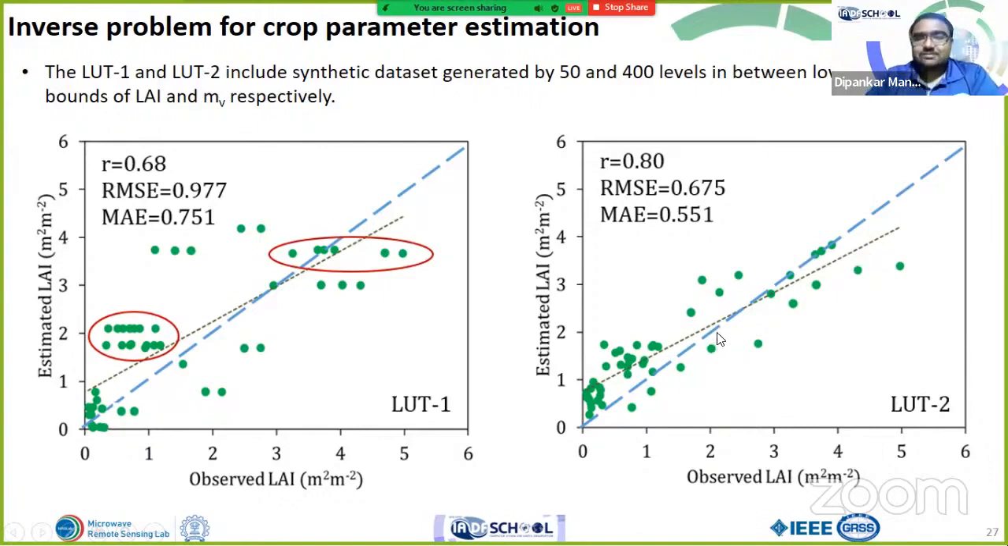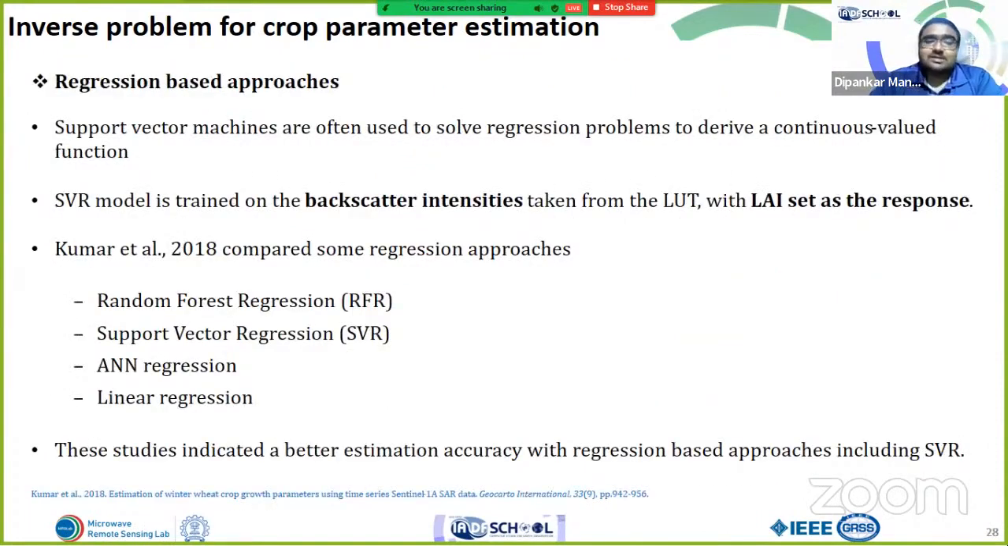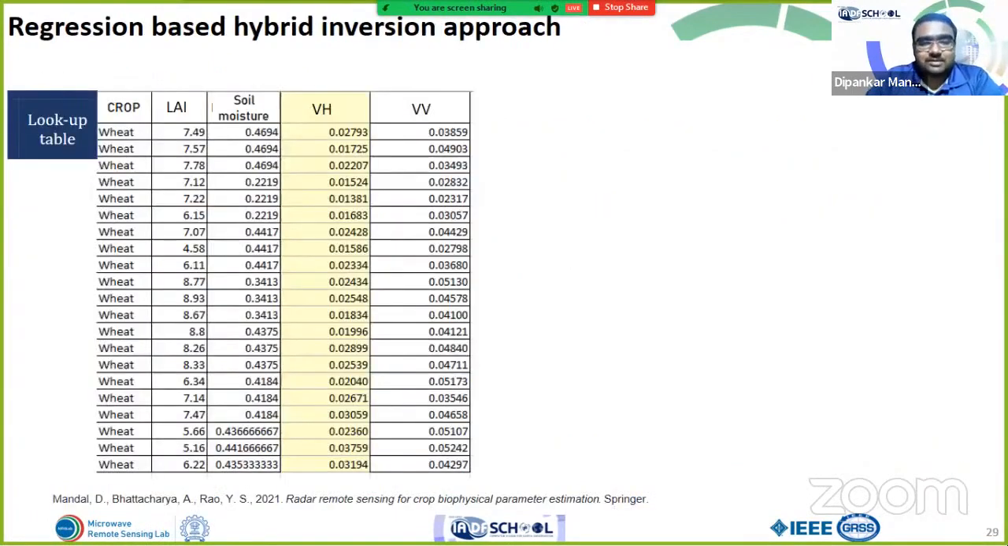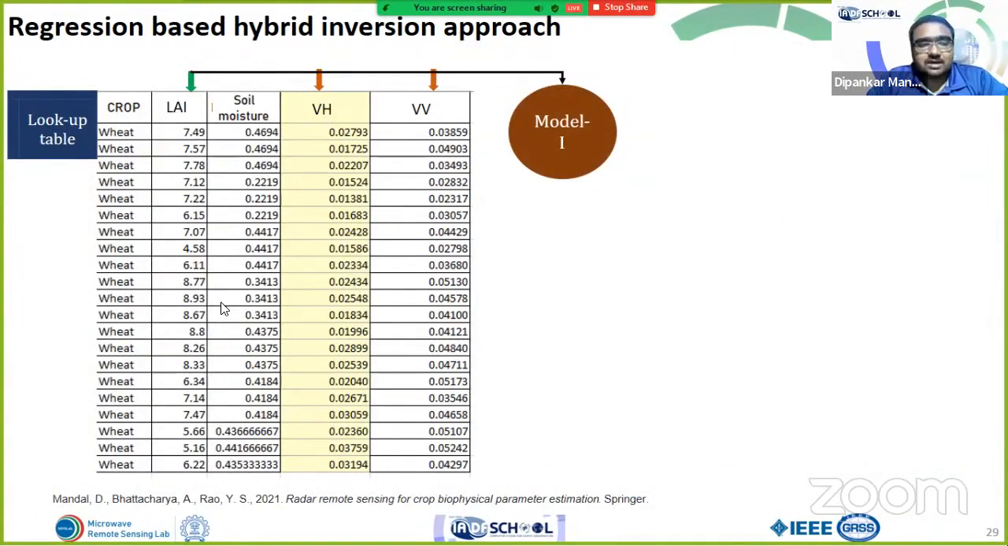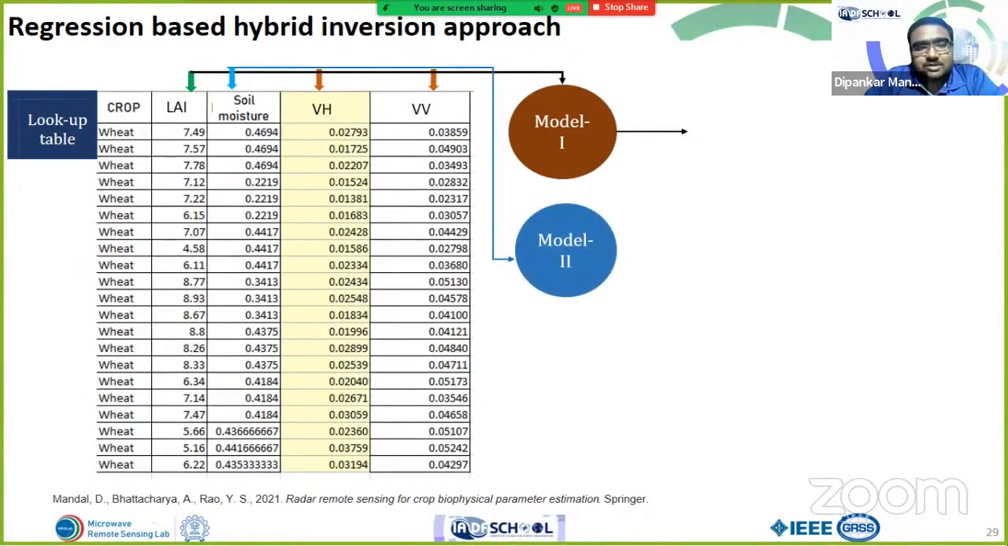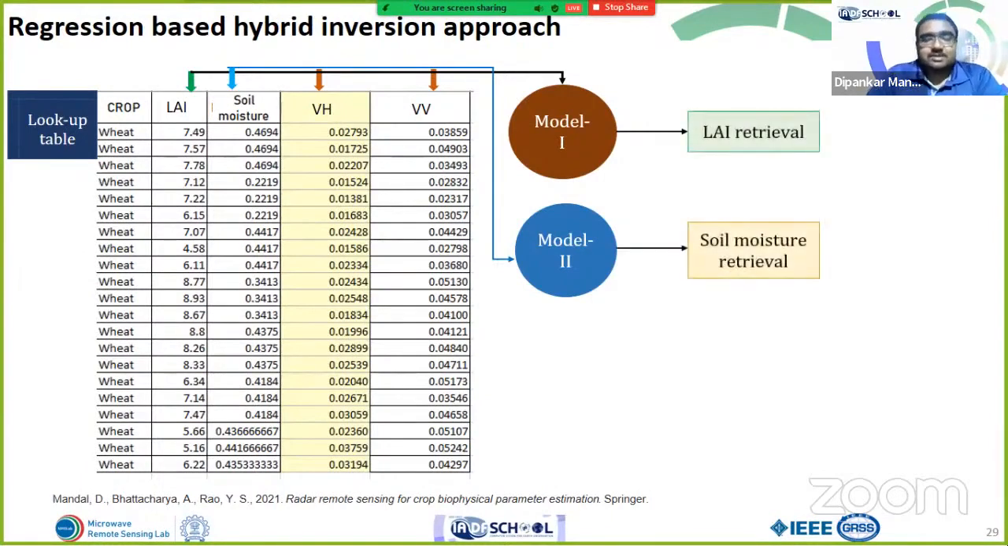So that's why there is an issue with this lookup table approach when estimating LAI and biomass products from microwave datasets. To move on from this, we can simply build a regression line between these observed quantities to estimate backscatter intensities and the LAI. In the literature, there are several studies which utilize random forest regression, support vector machines, ANN, and linear regression, which model the relationship between these backscatter intensities at VH and VV and the LAI. We can build one model to estimate the backscatter, and there is another model which utilizes VV and VH to estimate the soil moisture. So there are two ways to estimate these properties.